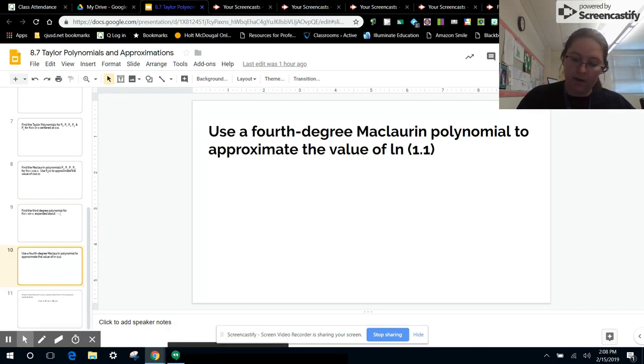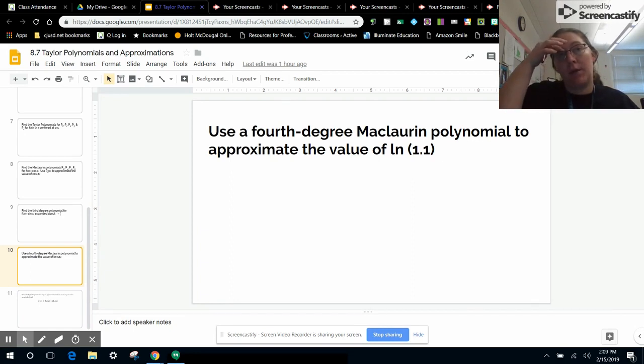So now we want to find a fourth degree polynomial to approximate the value of ln of 1.1. You actually already found the fourth degree, so I'd like you to try this one: use the fourth degree that you found a few slides ago. You found the fourth degree centered at 1 before, but now we're doing it at the point 1.1.